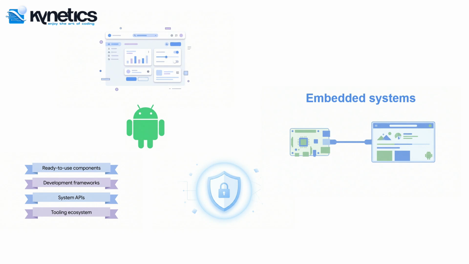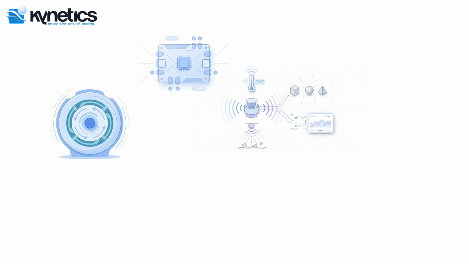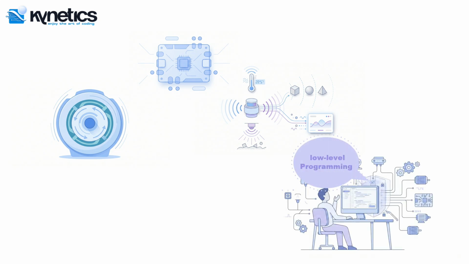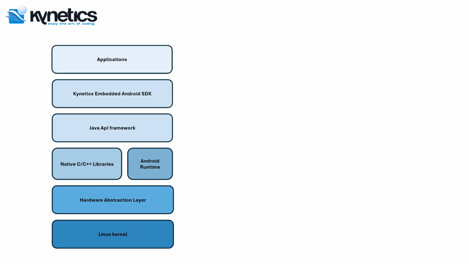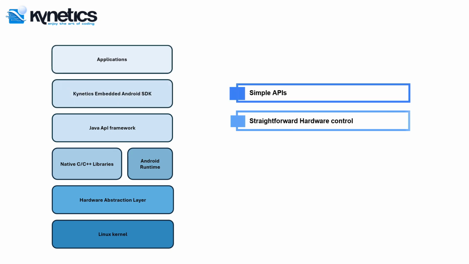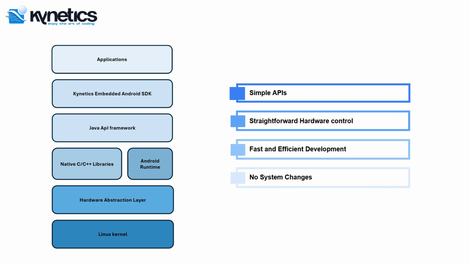While Android works seamlessly with supported hardware, interacting with sensors, motors, or hardware not natively supported by Android often requires low-level programming, adding complexity and slowing down development. The Kynetics Embedded Android SDKs solve this with high-level APIs. They allow developers to control hardware using simple API calls, making development faster and easier without dealing with low-level programming.